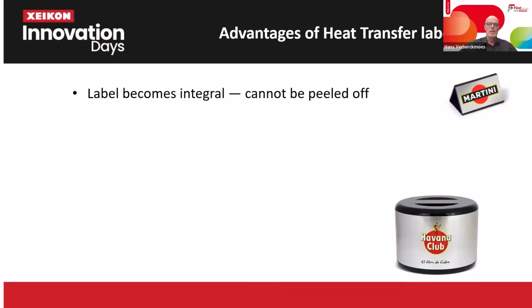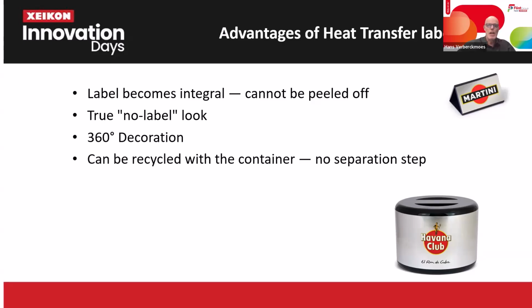So what are a little bit the advantages of heat transfer labels? One of the biggest advantages is that your label becomes an integral part of the object, so you cannot peel it off. There is no way you can remove the face stock, so it really gives you a true no label look. You can decorate it 360 degrees on whatever object you have. It can be recycled with the container, so you don't have a separation step.